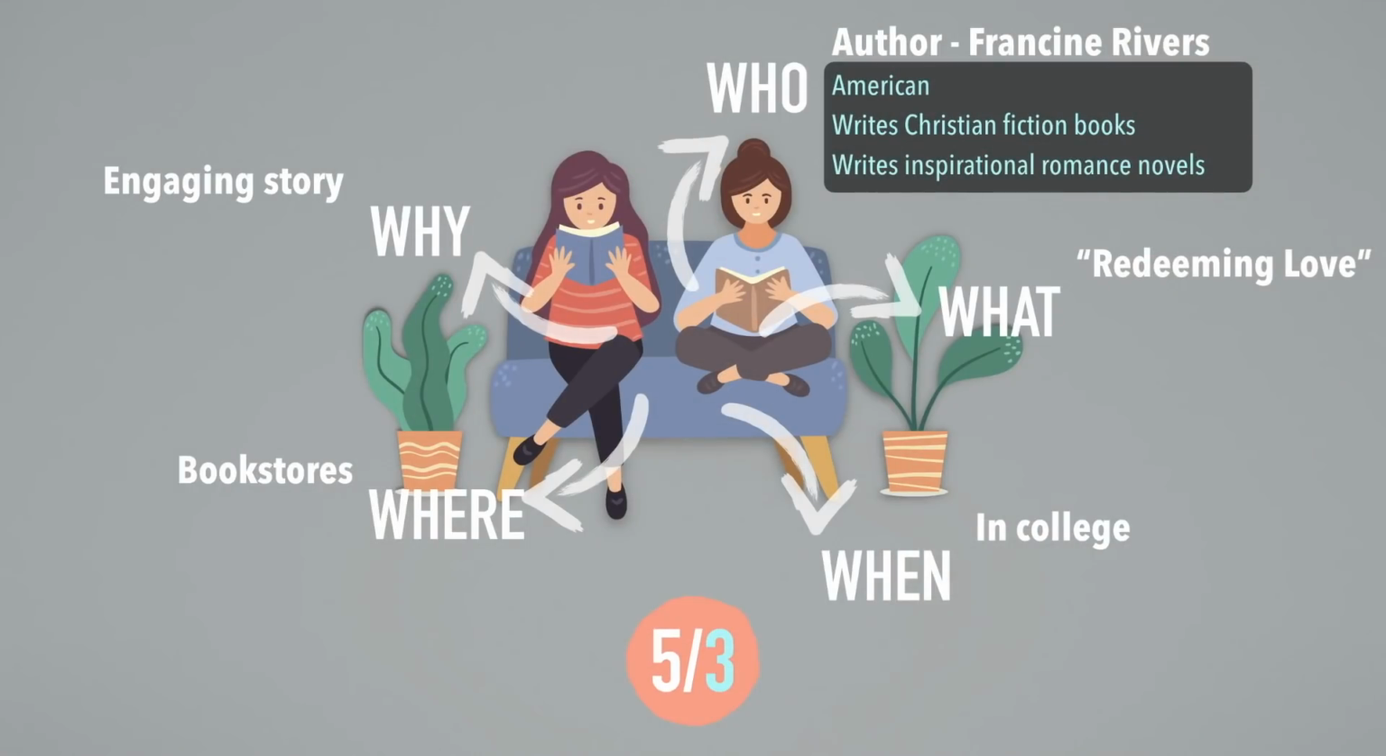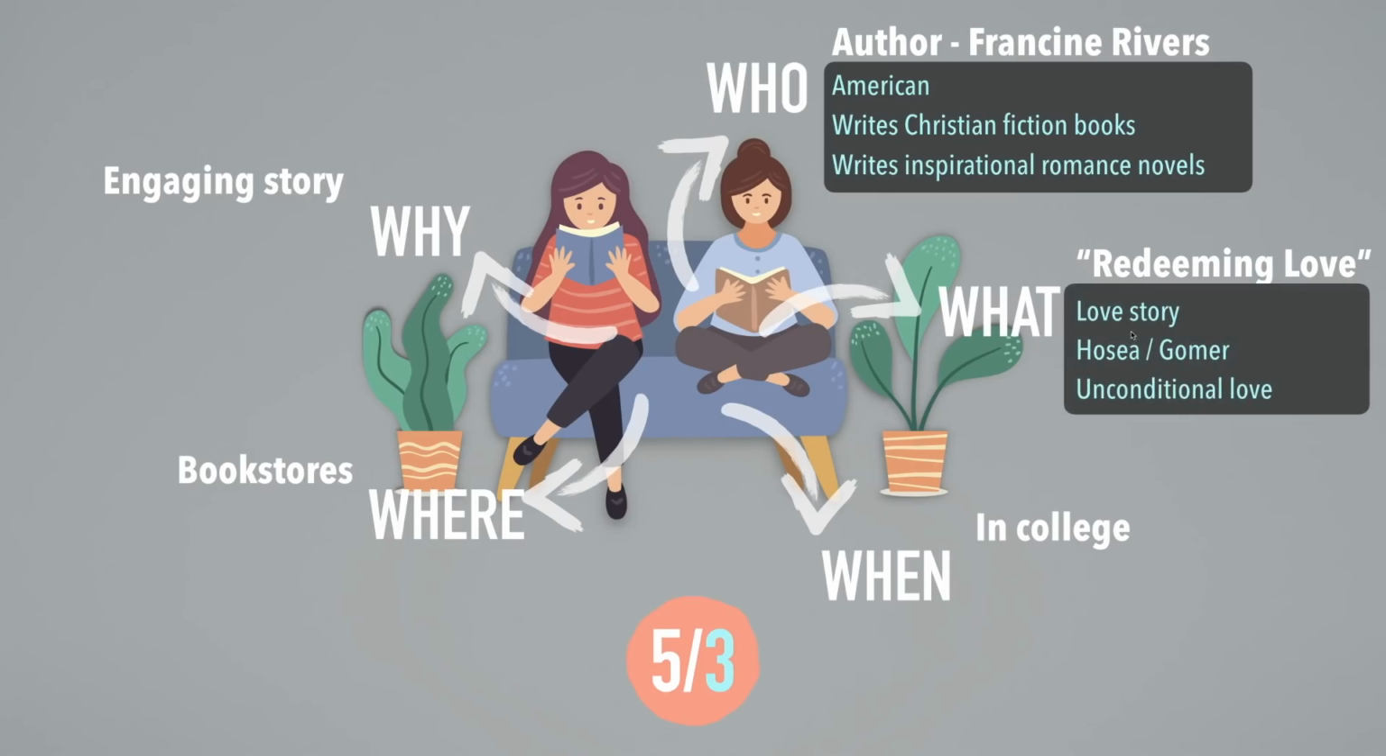All right? Okay, so let's go back and learn how we can expand upon the W for what, okay? So, Redeeming Love. All right, it's a love story, Hosea and Gomer, and unconditional love. Now I'm giving you 3 details, but I'll expand upon these details in a second. So again, I mentioned 2 people, Hosea and Gomer, and I mentioned that the story is a love story and it's also about unconditional love, okay?